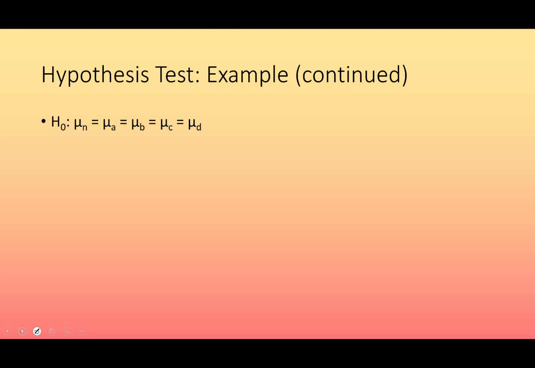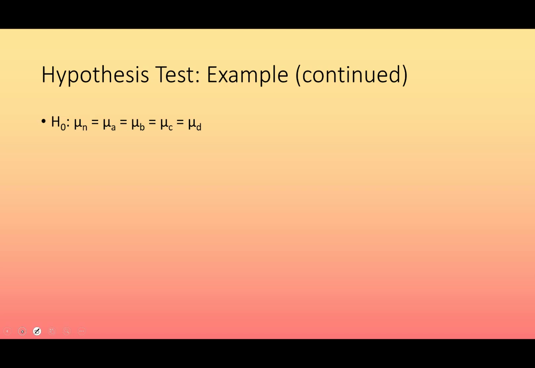So my null hypothesis would be that the mean of no fertilizer was equal to the mean of fertilizer A, which is equal to the mean of fertilizer B, equal to the mean of fertilizer C, and equal to the mean of fertilizer D. I just used these subscripts in here to indicate the type of fertilizer that we had. We could have just put 1, 2, 3, 4, and 5 in there if we had wanted to.